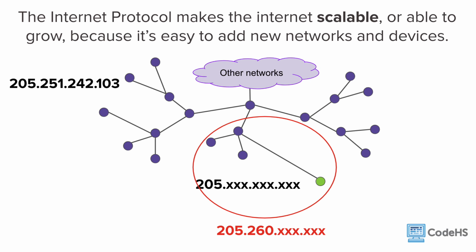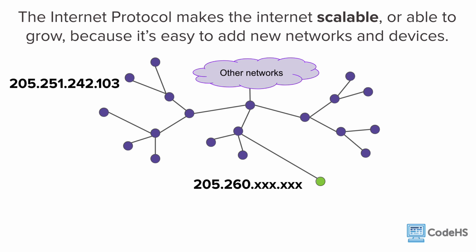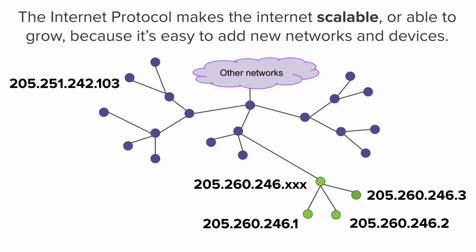This part is different. This portion of the network has a second number of 260, so our network will take on that number as well. Then we can give it another number that hasn't been given to other subnetworks. It looks like 246 is available. From there, all of the devices connected to this new network can be assigned a last digit.